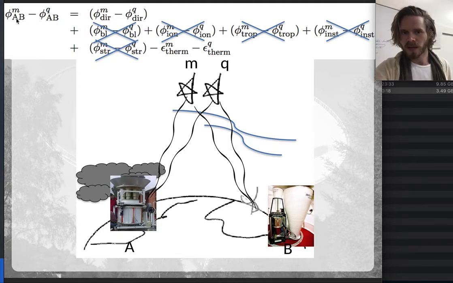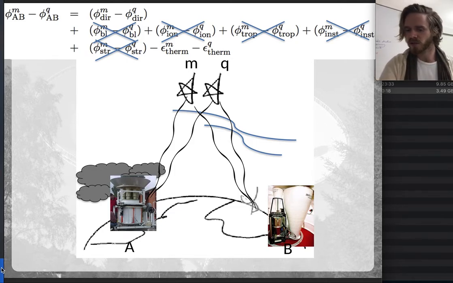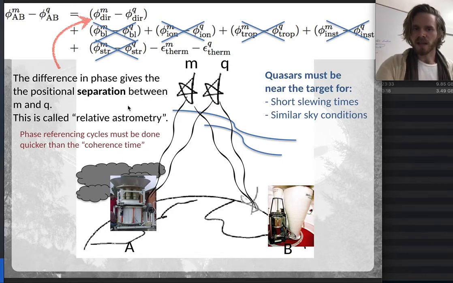So if we measure the time delay for the maser, the time delay for the quasar, subtract them from each other, that should give us the positional difference between the maser and the quasar. Or, if you want to think of it in time delays, the equivalent time delay you would get from this geometric difference in source locations, which is then, basic trigonometry, essentially. And this is what we call relative astrometry. So the phase difference gives you the separation between the maser and the quasar.